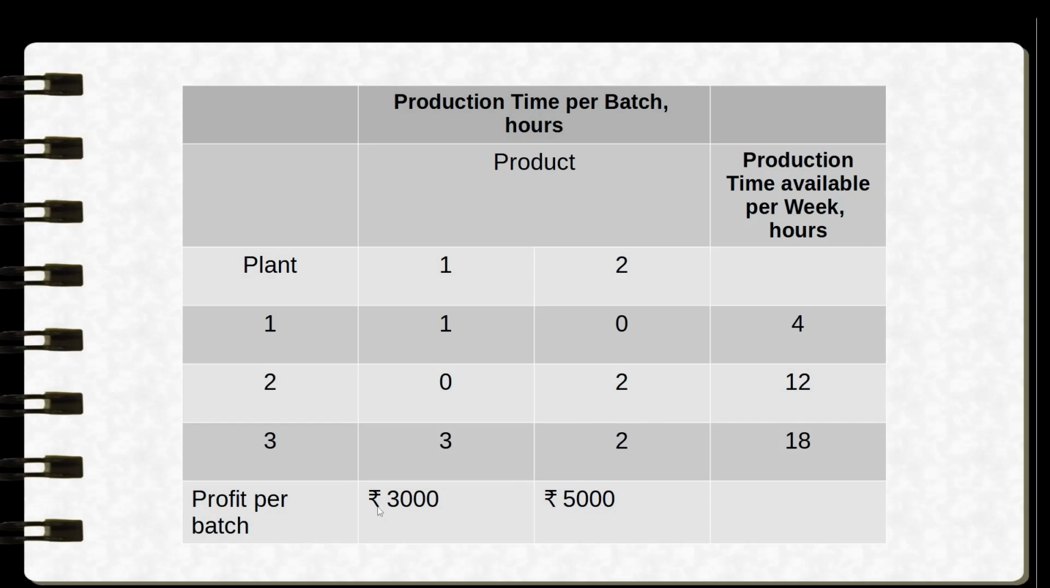The marketing team found that if we sold these windows in the market, the aluminum frame windows would fetch us 3,000 rupees for a batch, and the wooden frame windows would fetch us 5,000 rupees for a batch.